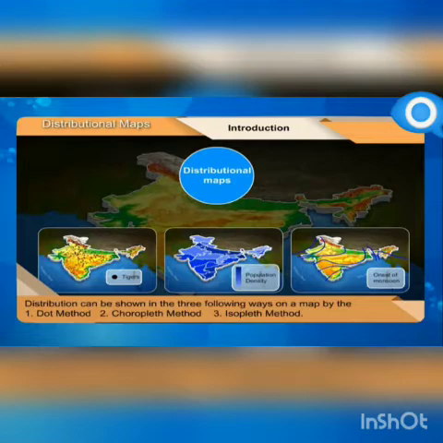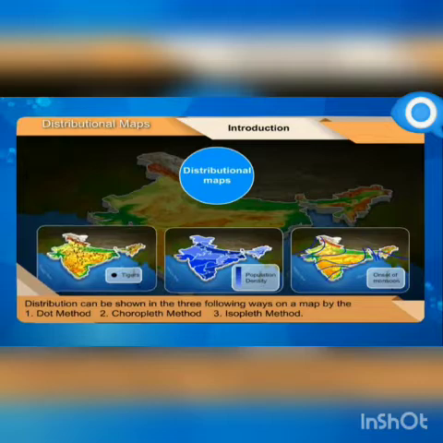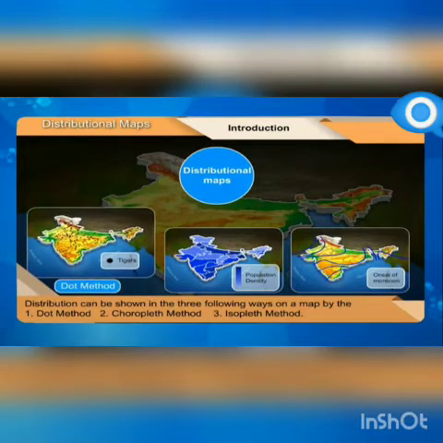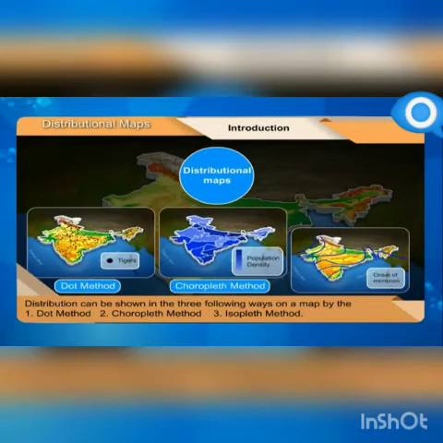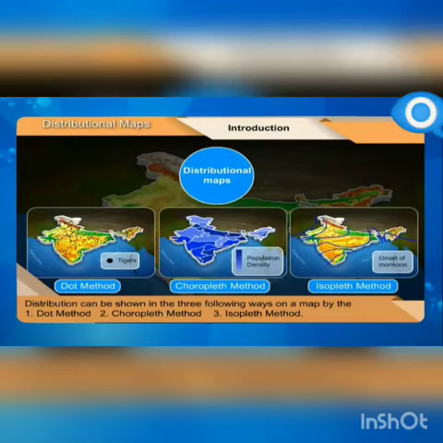Distributional maps are of three types. Dot method, where we use dots, like tiger population. Choropleth method, where we use color shades, and isopleth method, where we use lines having the same value.